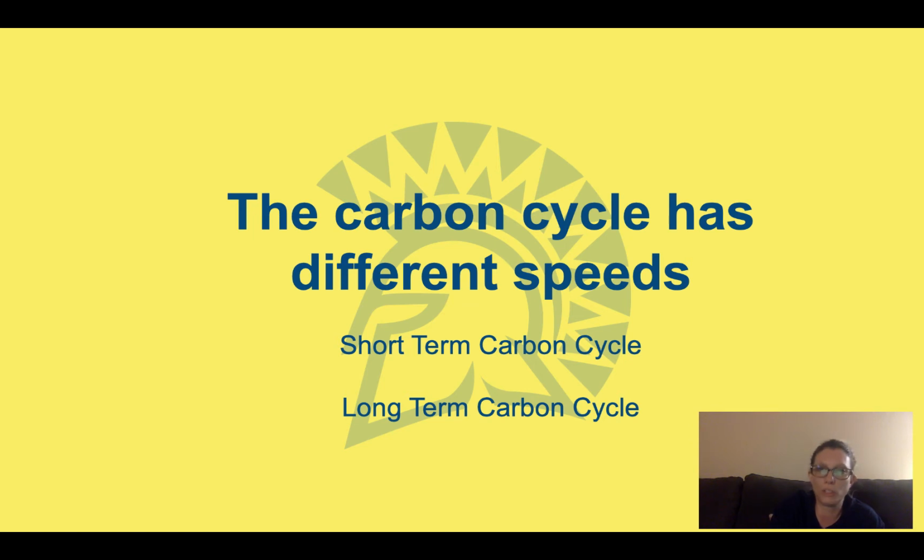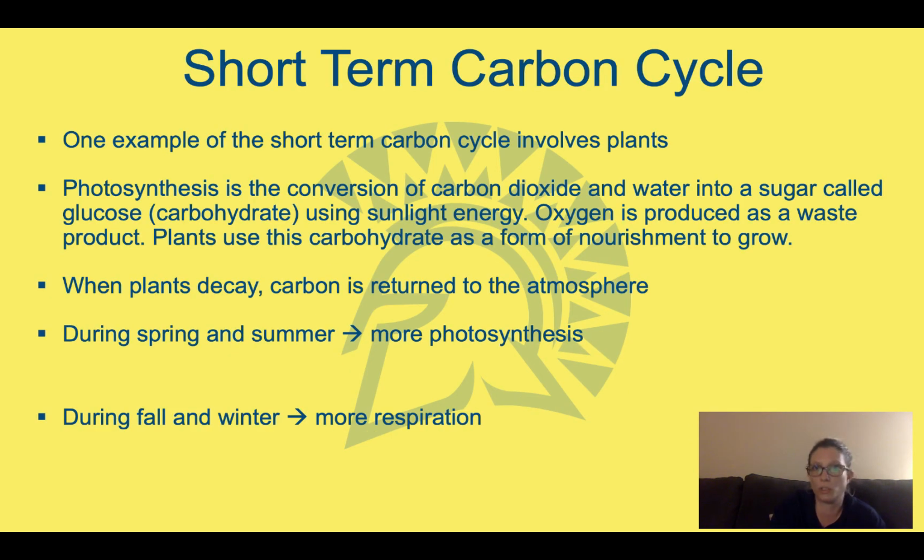So again, to go back to the short-term carbon cycle and the long-term carbon cycle, we're going to start with the short-term carbon cycle. One example of the short-term carbon cycle involves plants. Photosynthesis converts carbon dioxide and water into sugar, called carbohydrates, using sunlight. Oxygen is produced as a waste product. So it takes in carbon dioxide or carbon and then puts out oxygen. Plants use this carbohydrate, this sugar basically, as a form of nourishment to grow.